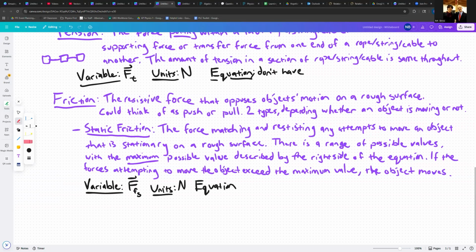Now it's a weird looking one because of what we said earlier, there's a range of possible values. So here's what it looks like. It has some absolute value signs in it. We'll talk about those in a second. Force of static friction, absolute value, is less than or equal to mu.